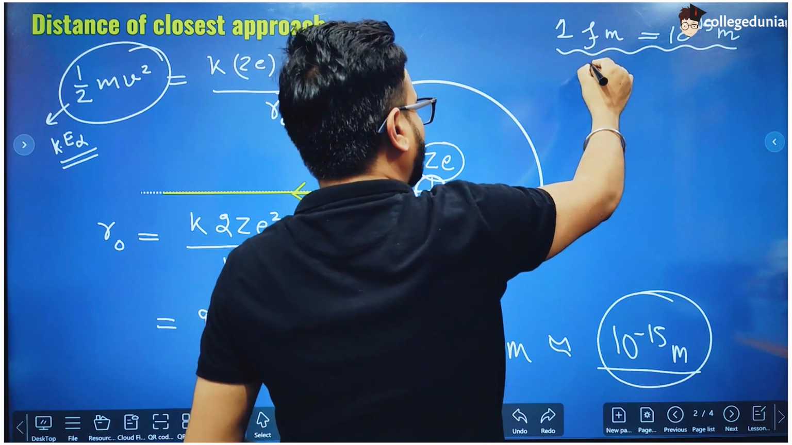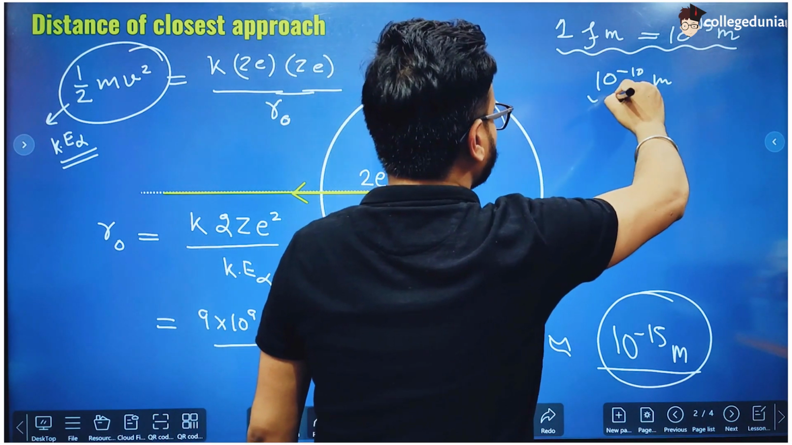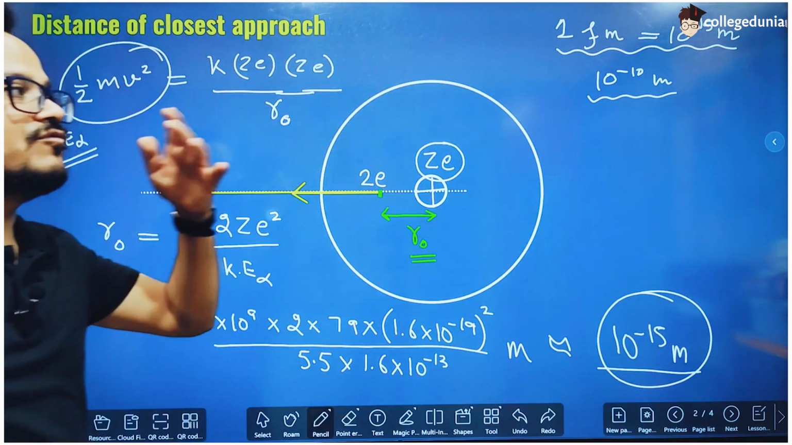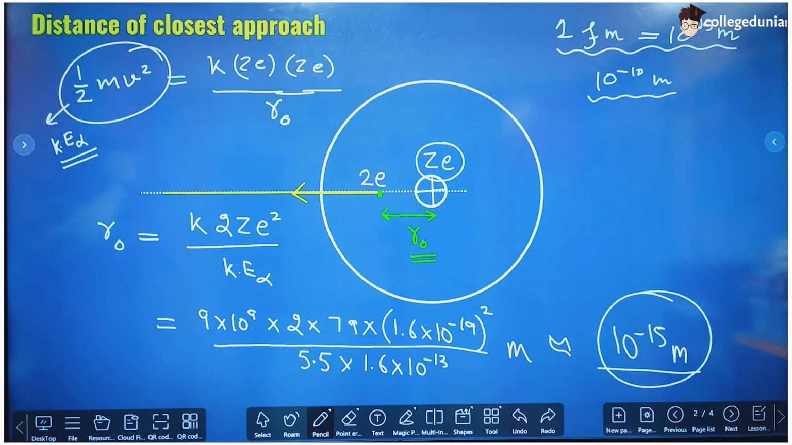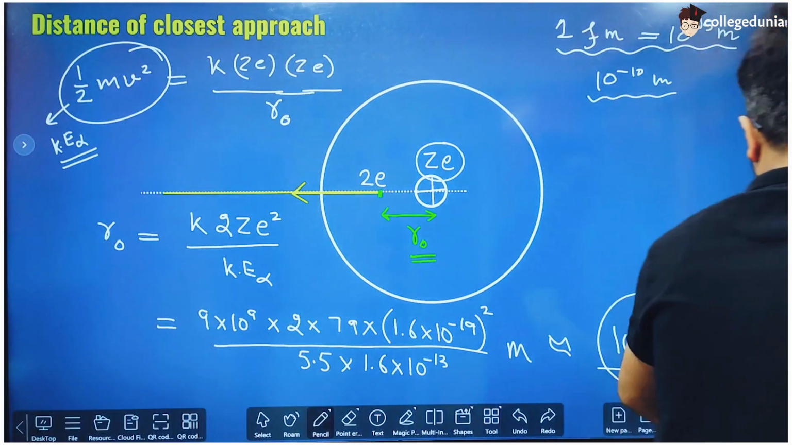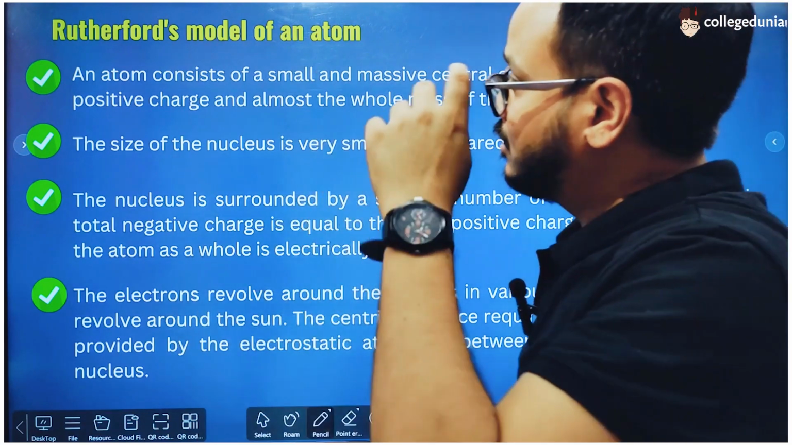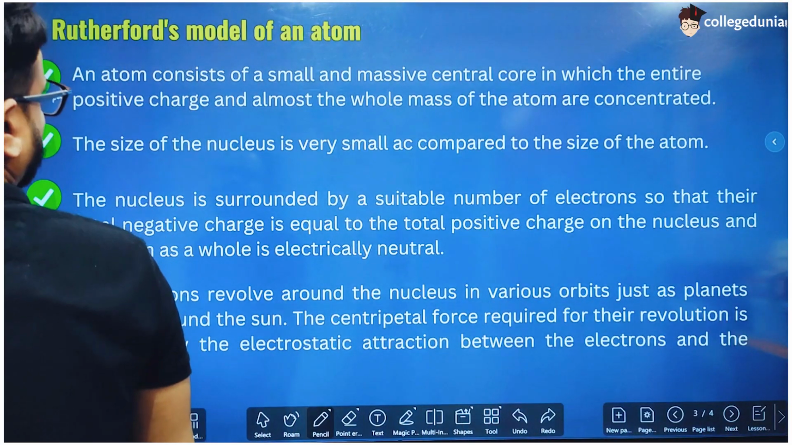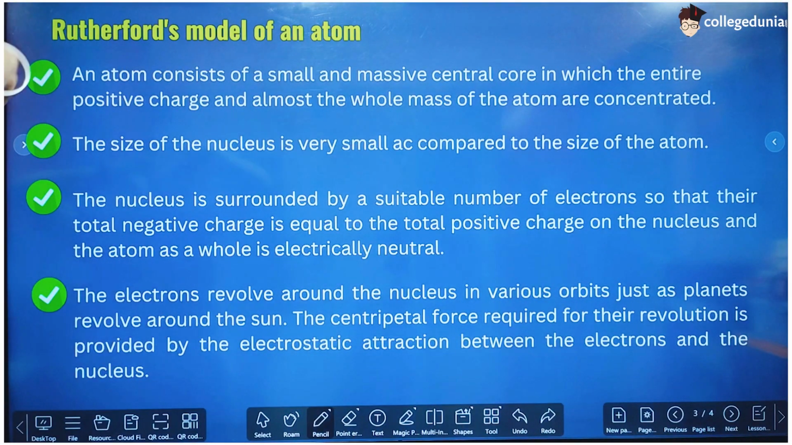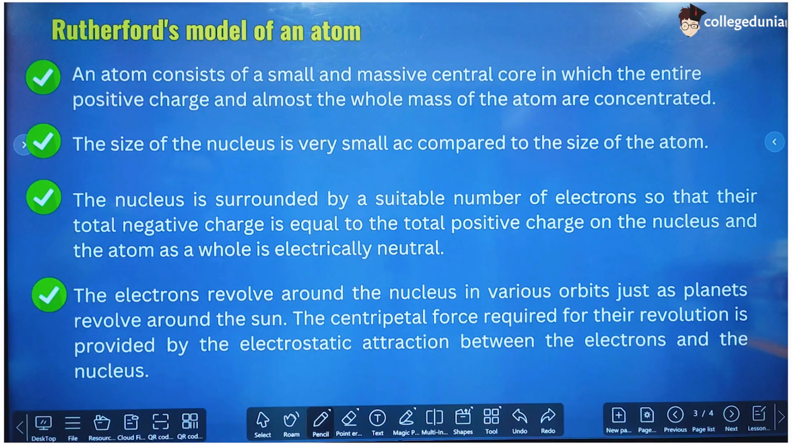And the size of the atom is 10 raised to power minus 10 meter, which means the radius of the atom is 1 lakh times more than the radius of the nucleus. So based on all this, Rutherford gave his atomic model, which is Rutherford's model of atom. We have discussed each and everything about that. Now we will read out the postulates of Rutherford's model of atom.